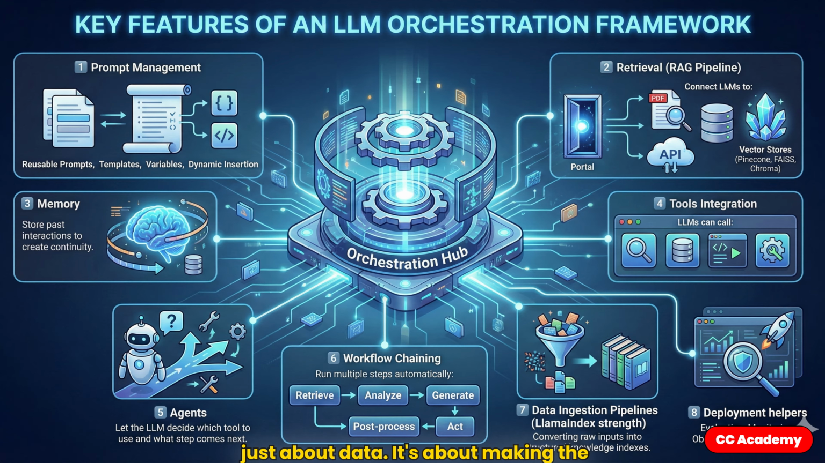But it's not just about data, it's about making the LLM smarter. Memory is pretty straightforward, but it's vital. It lets the AI remember what you've talked about before. But then you have agents. And honestly, this is the real magic. Agents allow the LLM to look at a complex request, reason about it, and decide for itself which tool it needs to use next. It turns the LLM from a text generator into a problem solver.